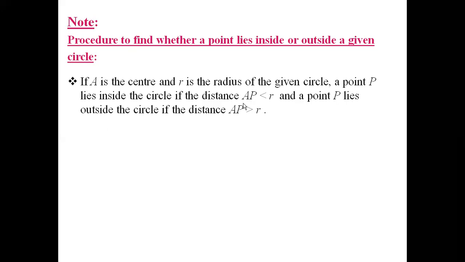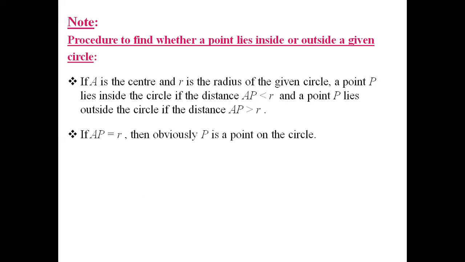So let us apply the distance formula: square root of (x2 minus x1) whole square plus (y2 minus y1) whole square. So when we apply the distance formula to AP, if the distance AP is less than R, then we conclude that the point P lies inside the circle. If the distance AP is greater than R, then we conclude that the point P lies outside the given circle. So based on the distance AP, we compare it with the radius R and conclude whether the point P lies inside or outside the given circle.